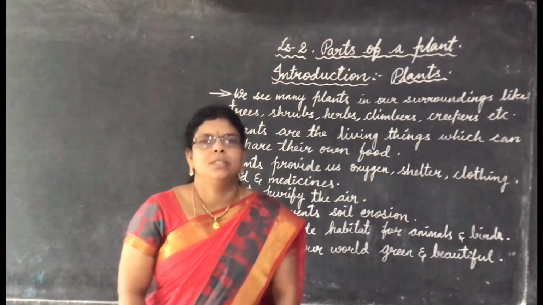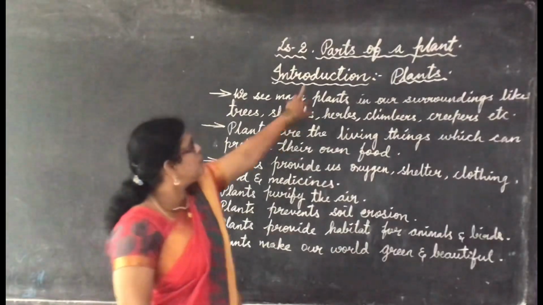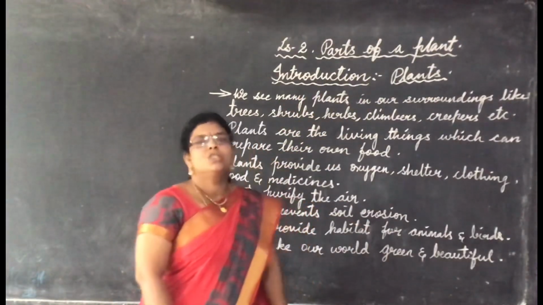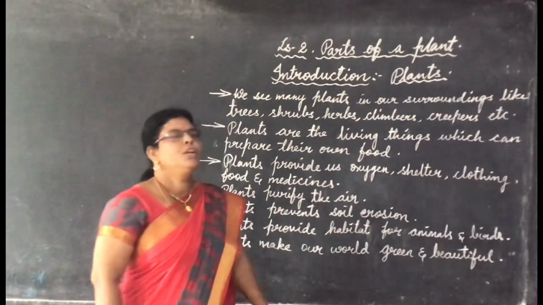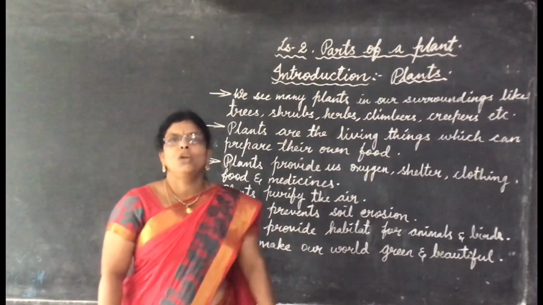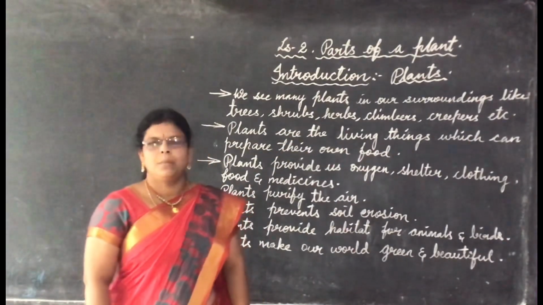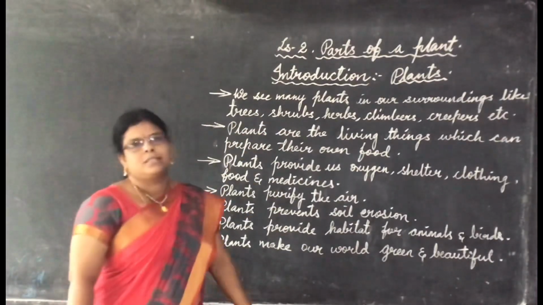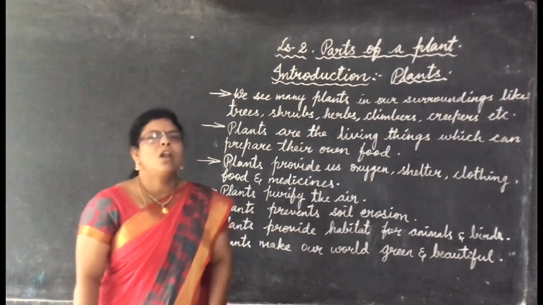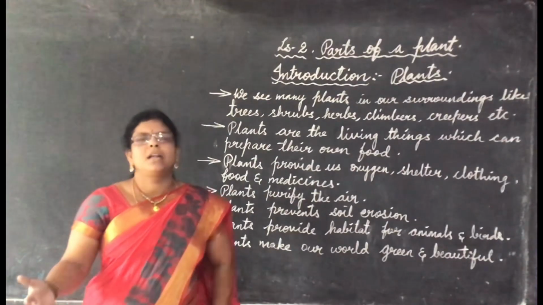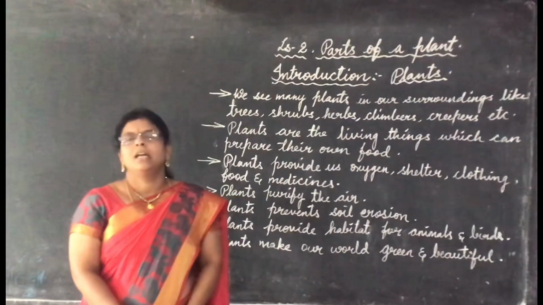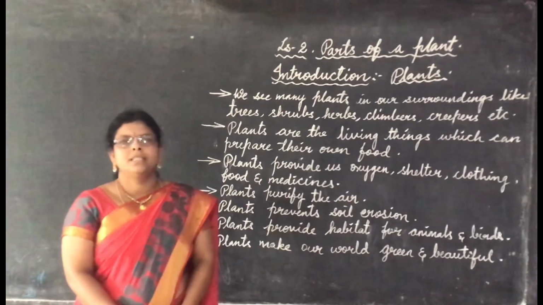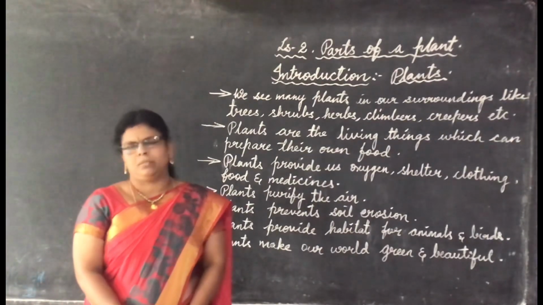Today we are going to discuss the topic parts of a plant. So children, before we go into the parts of a plant, I want to give a brief introduction about the plants. We see many plants in our surroundings. I think you have all observed them. We see many plants around us like shrubs, herbs, trees, climbers and so on.